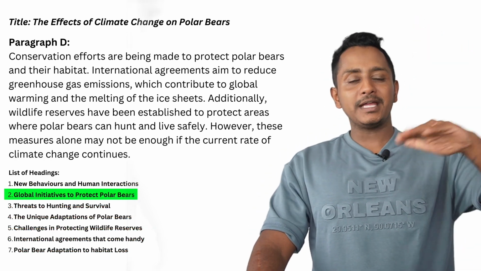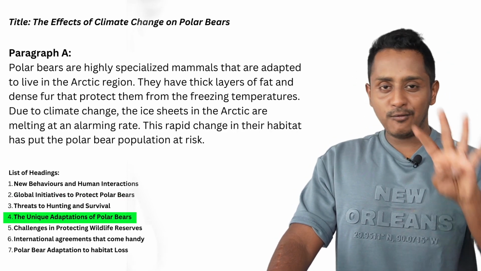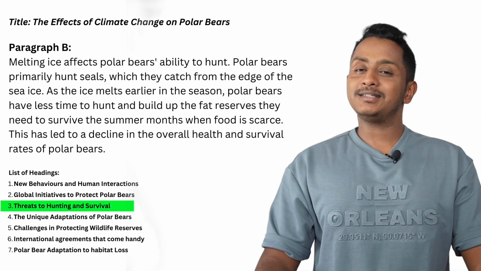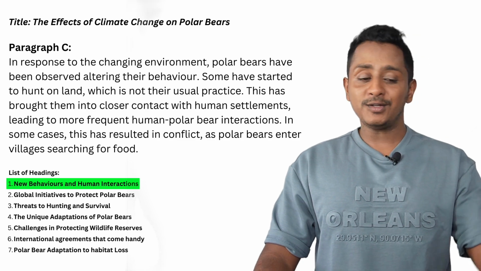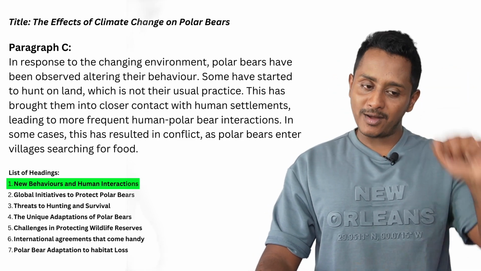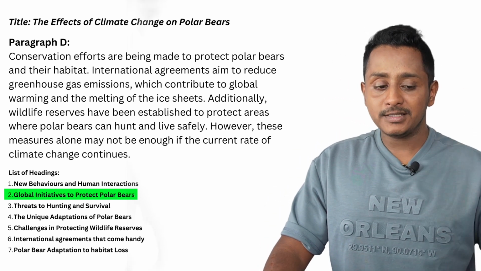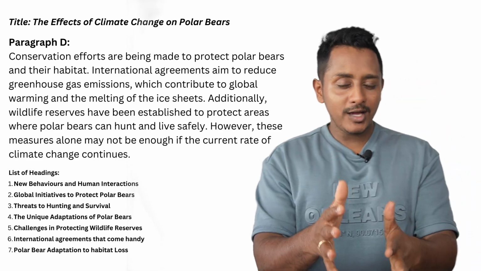So let me just recapitulate all the answers. Paragraph A, the correct answer is the 4th one, unique adaptations of polar bears. The second paragraph, paragraph B, the answer is threats to hunting and survival. Paragraph C, it's talking about behavior, so the answer is new behavior and interactions, number 1. And paragraph D, about conservation efforts, so the answer is global initiatives to protect polar bears, second one. So did you get 4 out of 4 here?